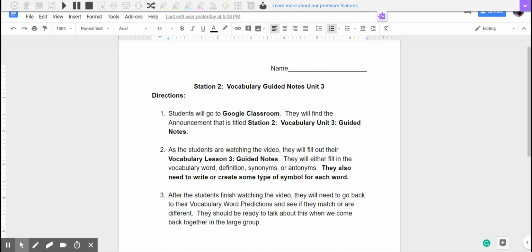Number 3, after students finish watching the video, they will need to go back to their vocabulary predictions and see if they match or if they're different. They should be ready to talk about this when we get back together in our large group. Now, I know some of you wrote them on paper and you don't have them. So if you don't have them in your possession, disregard that step.